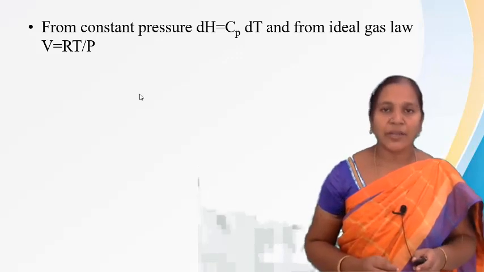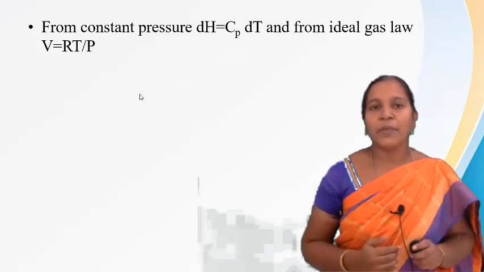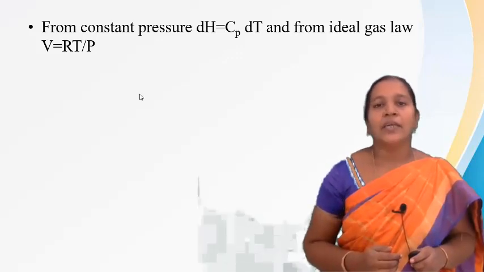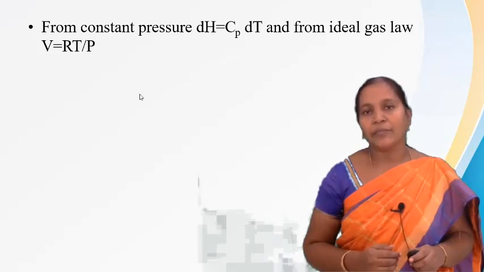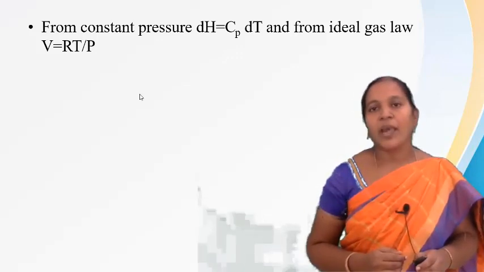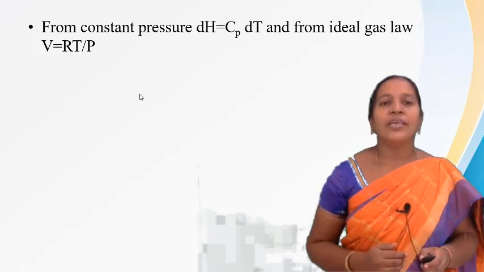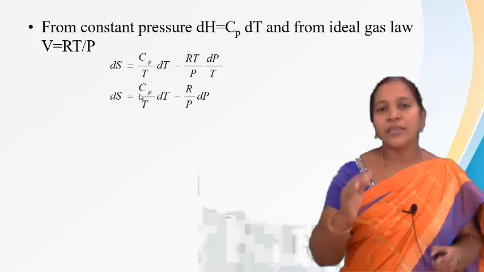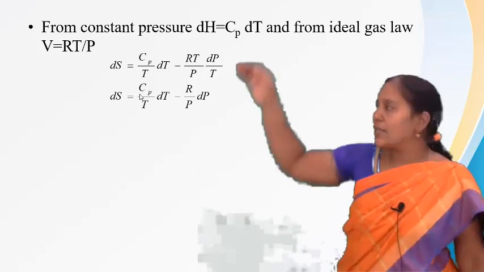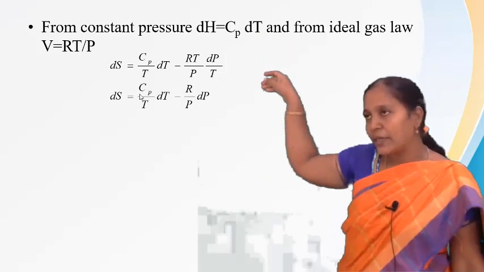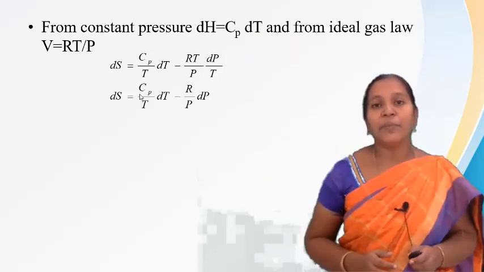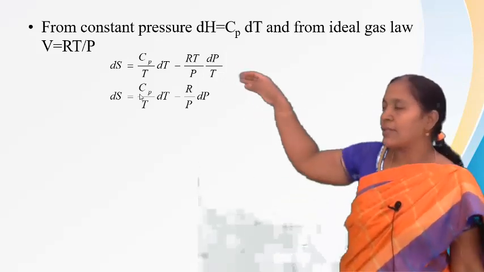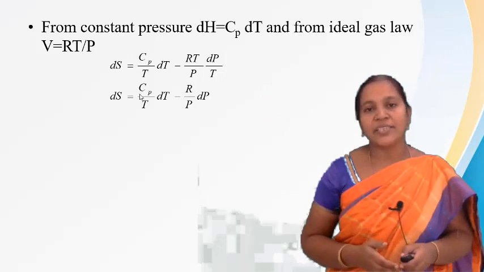For constant pressure process, dH is equals to Cp dT. And from ideal gas law, V is equals to RT by P. Then substitute those terms in dS expression. That is, dS is equals to Cp dT by T minus RT by P dP by T. Here, T gets cancelled. Therefore, dS is equals to Cp by T dT minus R by P dP.